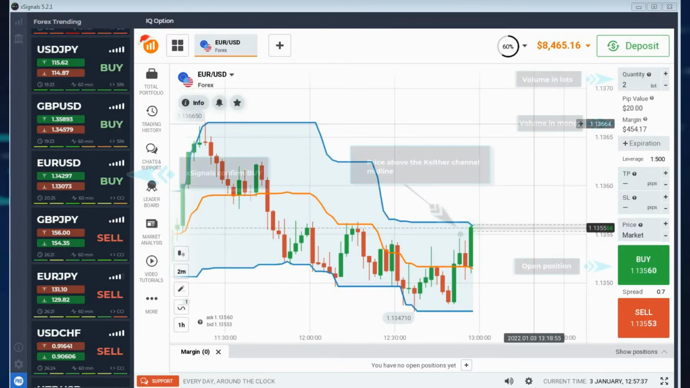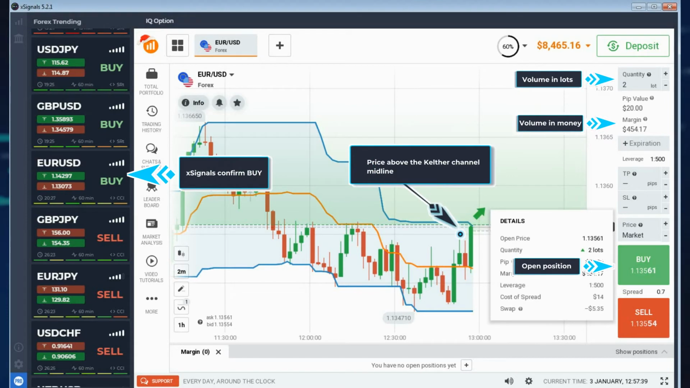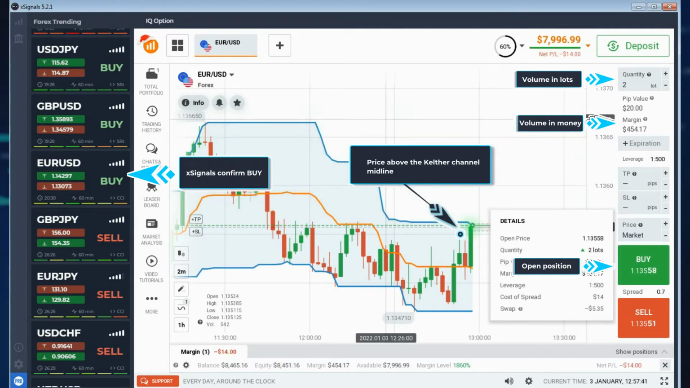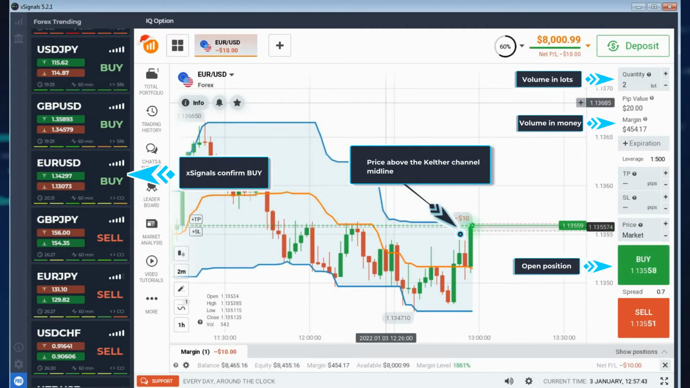The first transaction for the euro-dollar. The price has passed the middle line and is on the upper border of the channel. xSignals confirms opening a buy order.